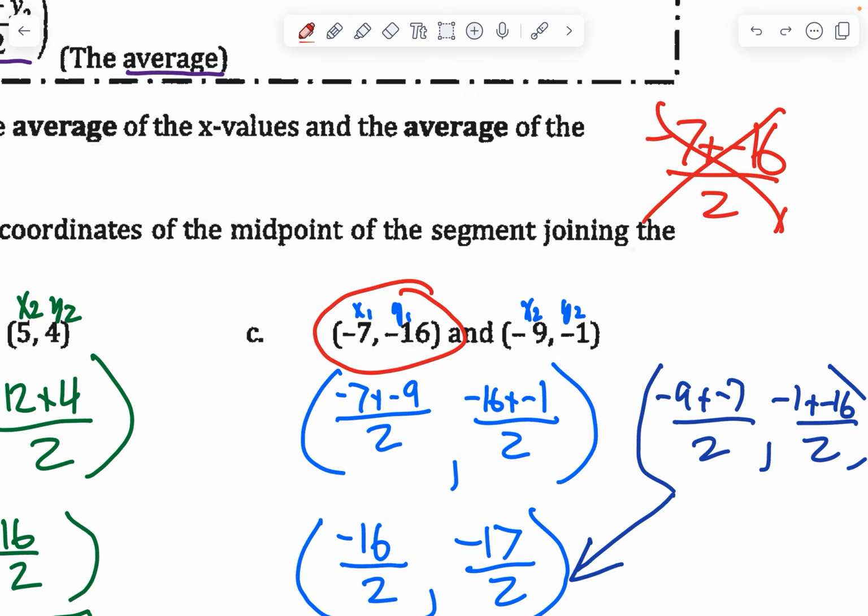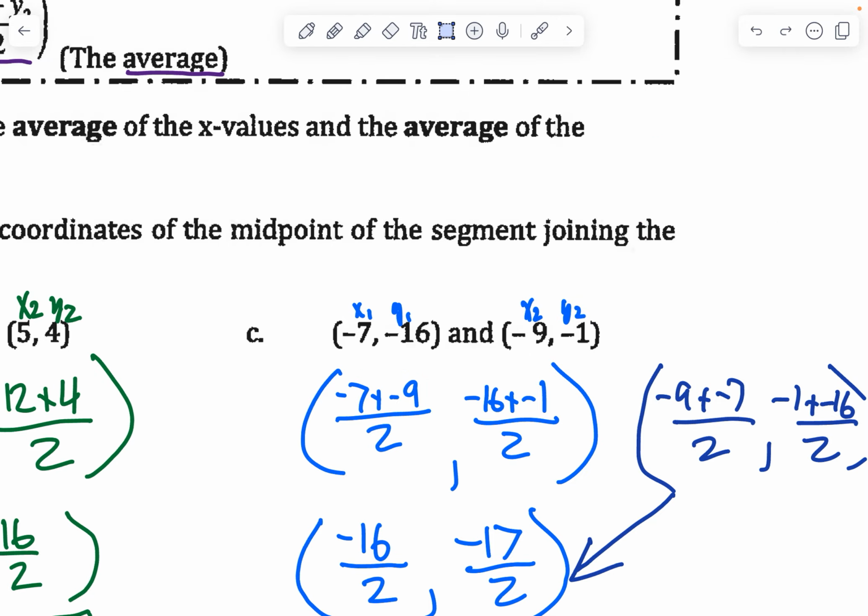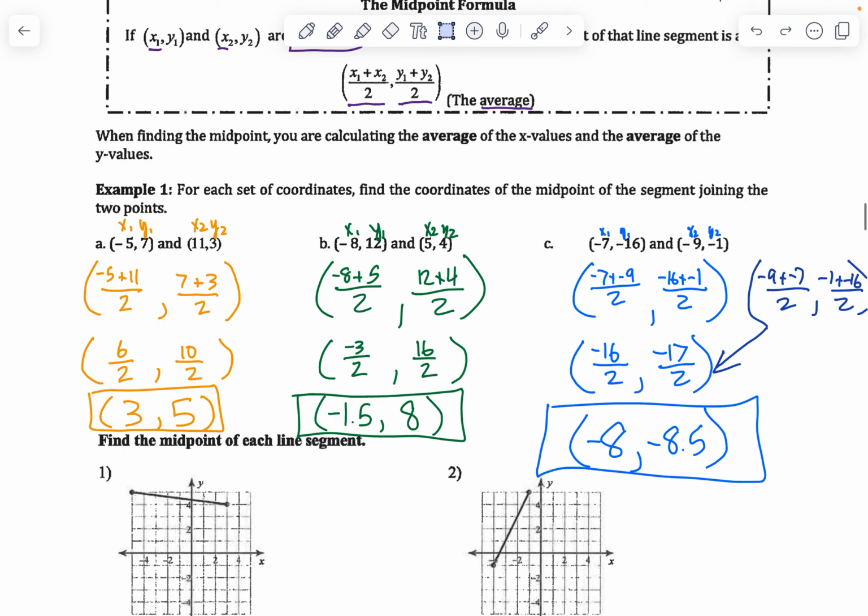Remember, we are averaging this. So, get rid of that. Don't want to keep that in our notes. Okay, we are good to go.